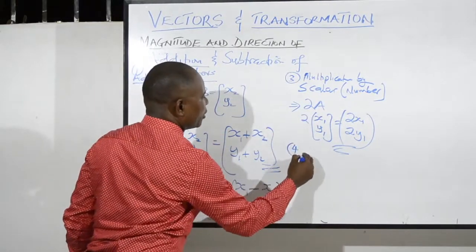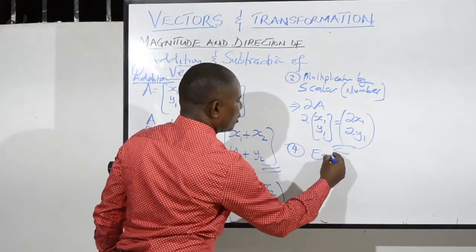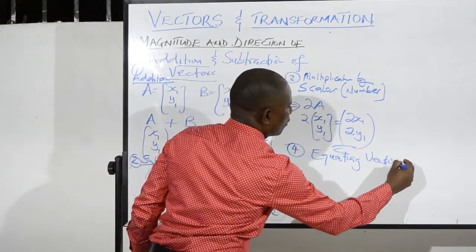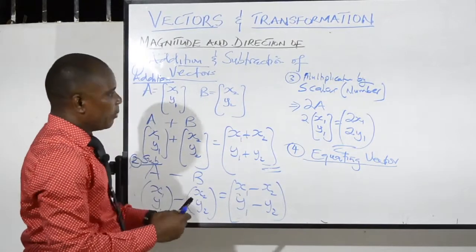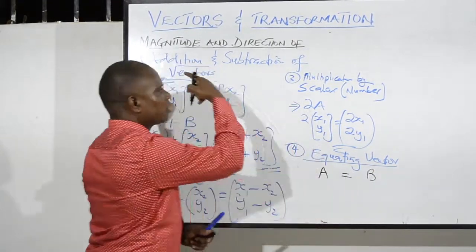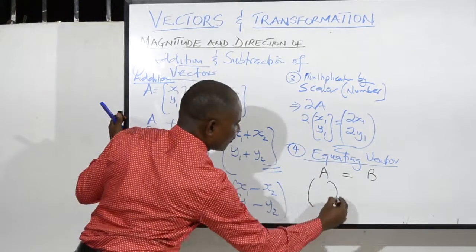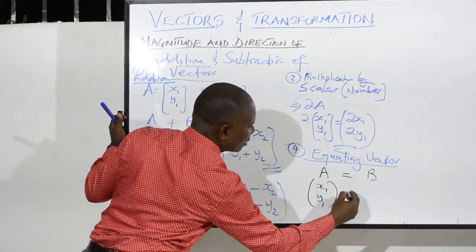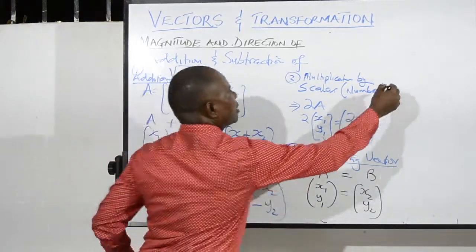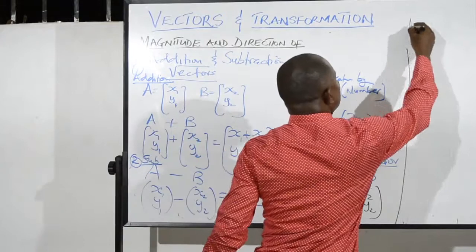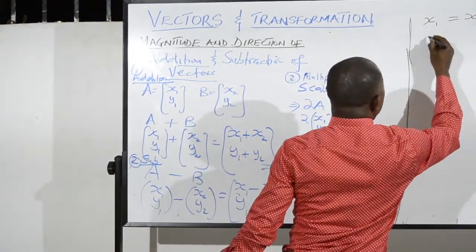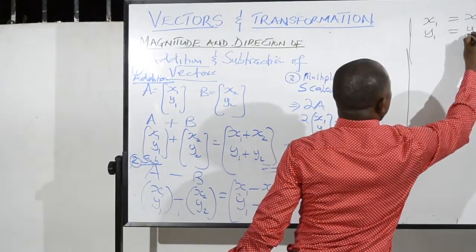Now the fourth manipulation is equating vectors. How do we equate vectors? By equating vectors, if I say A is equal to B from this same example, it means that the vector x1, y1 is equal to x2, y2. So in that case, x1 must be equal to x2 and y1 must also be equal to y2.